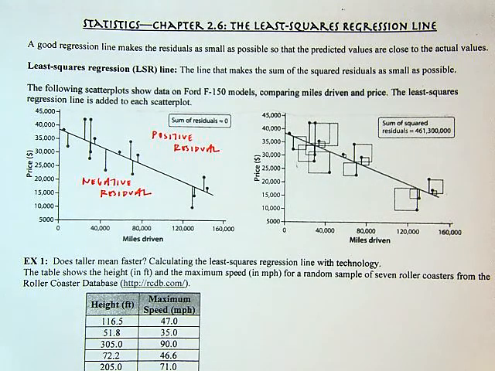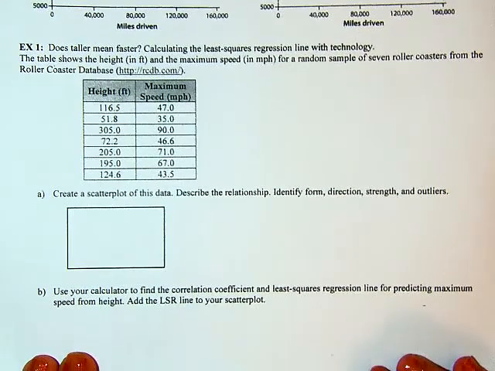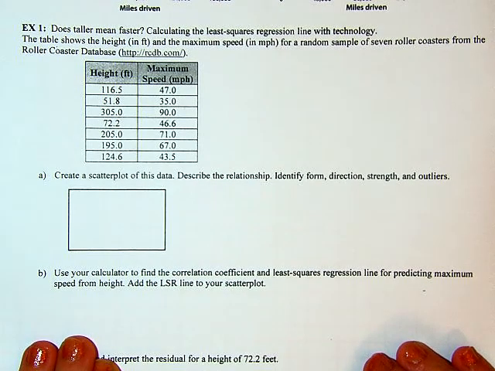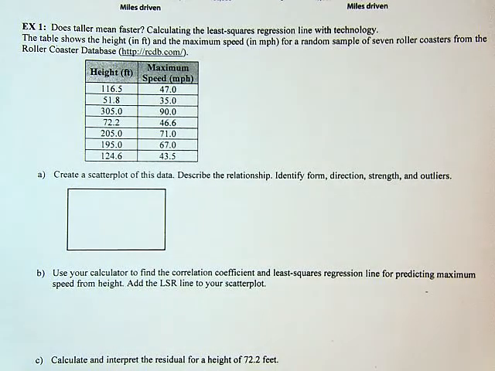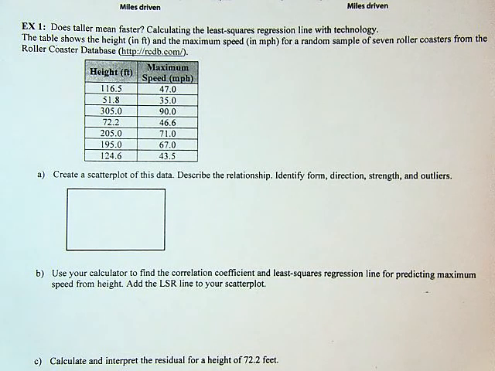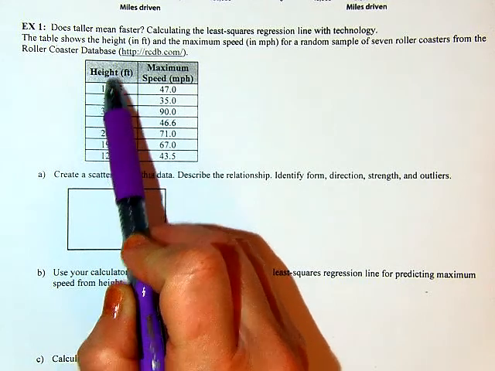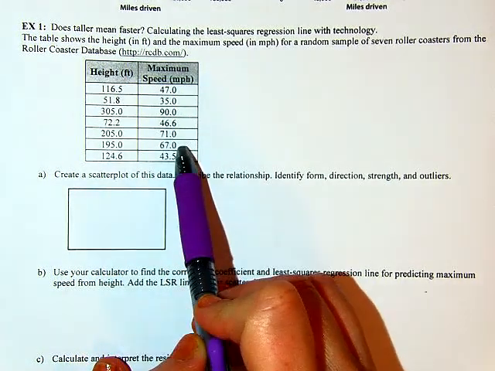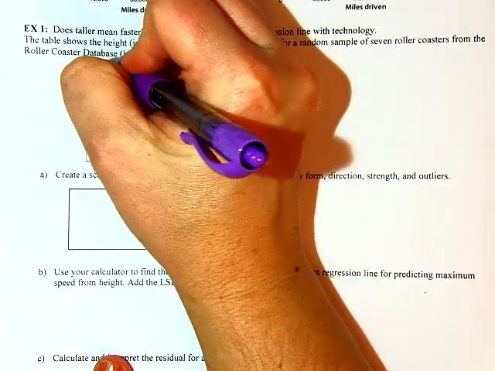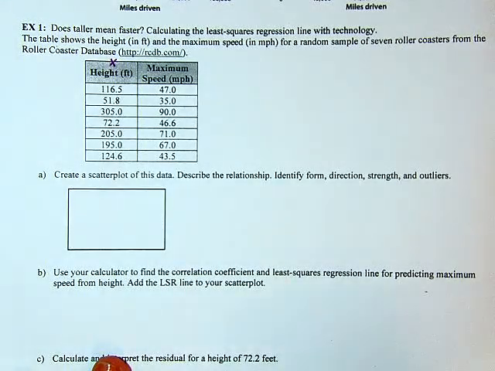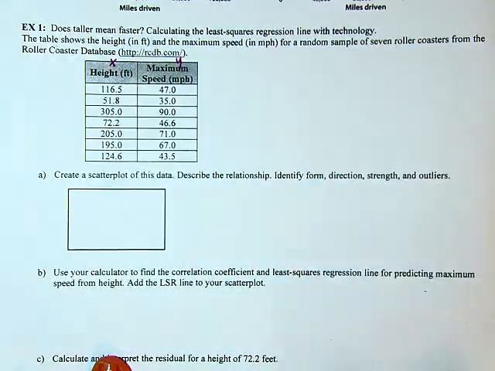All right, so let's go through it in one big example. In our example 1, does taller mean faster? We're going to calculate the least square regression line with technology. The table shows the height in feet and maximum speed in miles per hour for a sample of 7 roller coasters from the roller coaster database. If we're looking at does taller mean faster, does height influence the maximum speed? Height would be our explanatory variable x, maximum speed would be our response variable y.